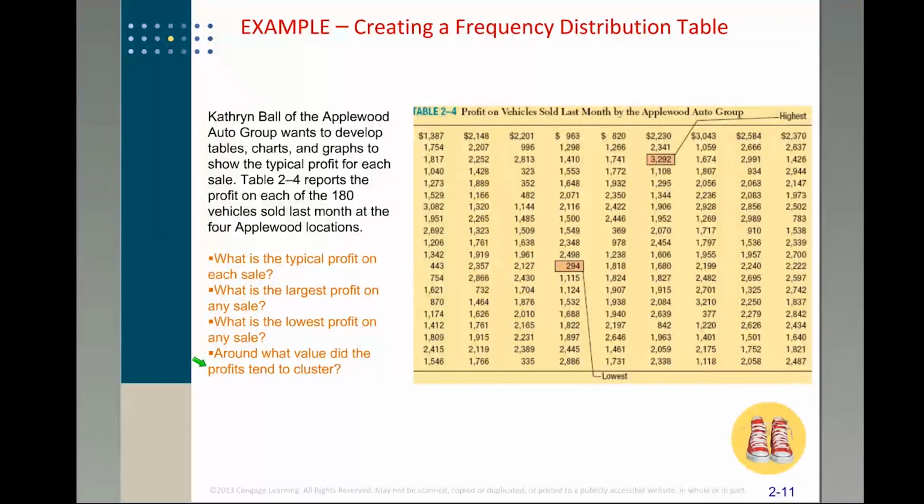All right, let's now switch our discussion to the case of interval and ratio level measurement. For interval and ratio level measurements, we would use different tools to represent the data. Now here in this table, I have listed the 180 profits earned on the sales of vehicles by Applewood Auto Group. There are 4 questions that we're interested in. We want to find out the typical profit on each sale, the largest profit on the sale, the lowest profit on the sale, and around what value the profit tends to cluster.